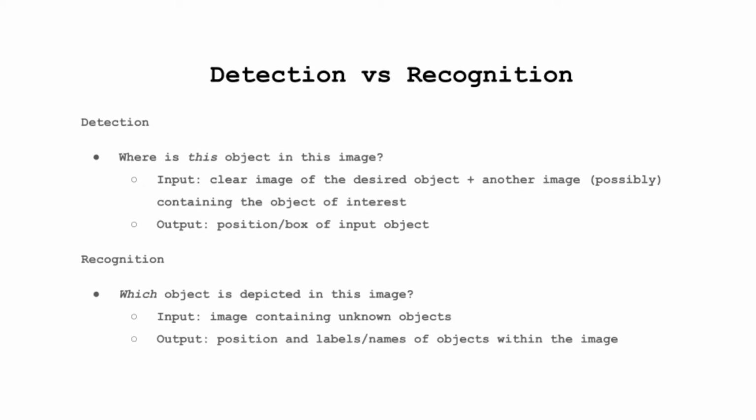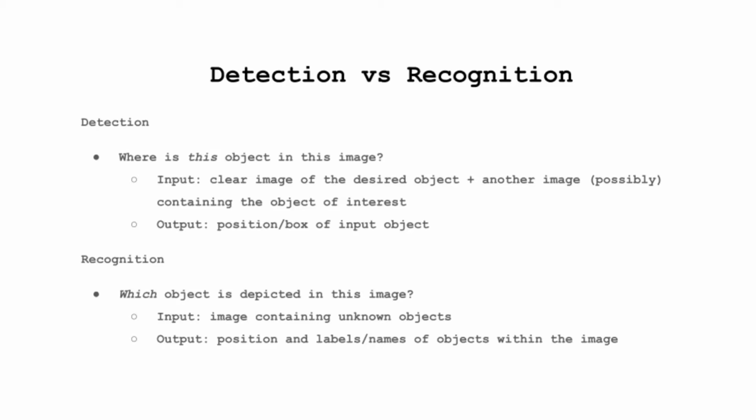Notice how I've been saying facial detection all this time and not facial recognition? Although these two terms are used pretty interchangeably, they are very different. Object detection is asking where is this specific object within the image. It is given a clear image of the desired object along with another image that can possibly contain that object of interest. Then the program outputs a position or bounding box of the input object if it exists within the image.